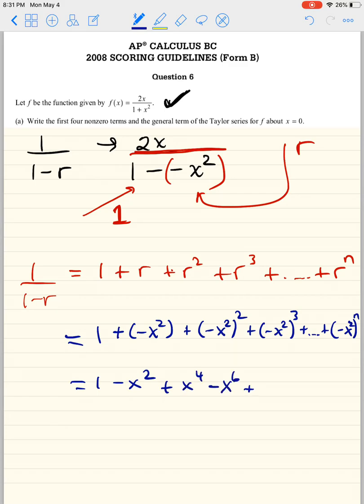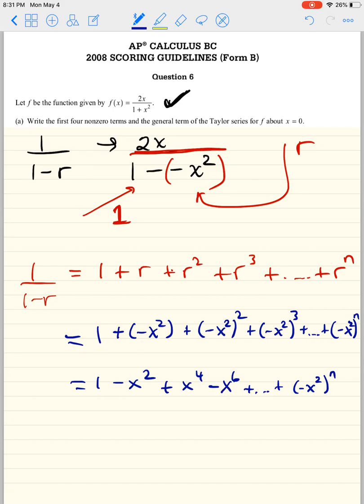Okay, that's wonderful. So then I have 1 minus x squared plus x to the fourth, minus x to the sixth plus, and now we have an alternator in there, but that's fine. Maybe I should just leave it for now until the very end. I gotta get rid of this. I'm gonna leave that till the very end. Plus dot dot dot negative x squared to the n. So what we did there was we just substituted negative x squared for the r.